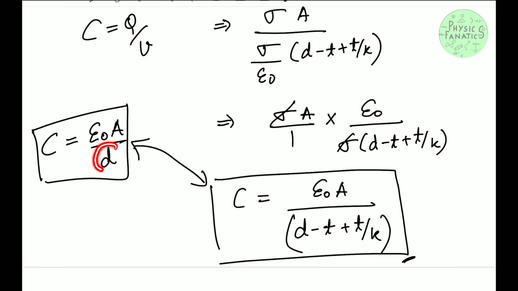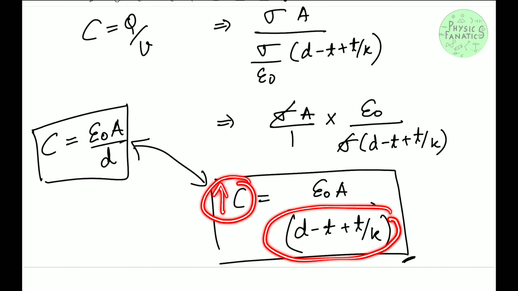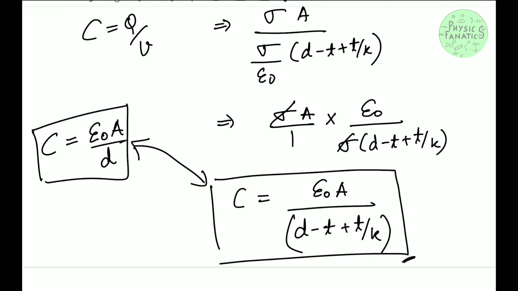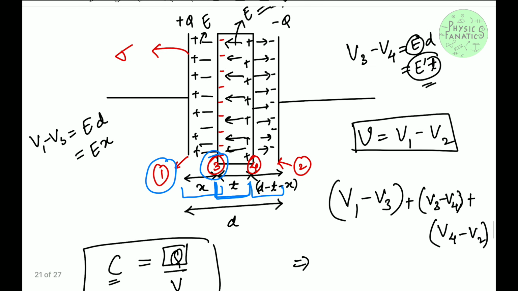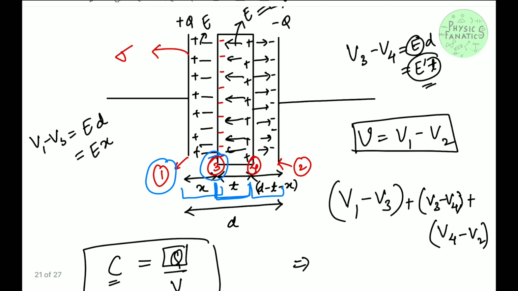Right? Now here the value of d was simply d. Here the value of the denominator is getting reduced. So when you reduce the denominator part, the capacitance will increase. I hope you guys can understand, right? So that's why I said at the start of the video that you can increase the capacitance of a parallel plate capacitor by inserting a dielectric of some thickness t. I hope you guys can understand, right?